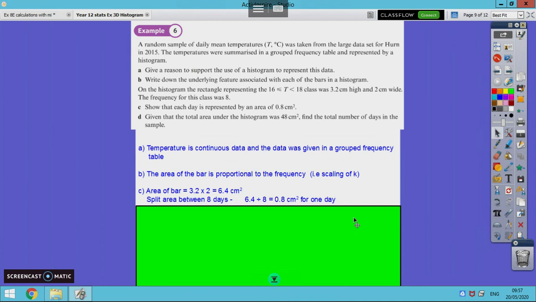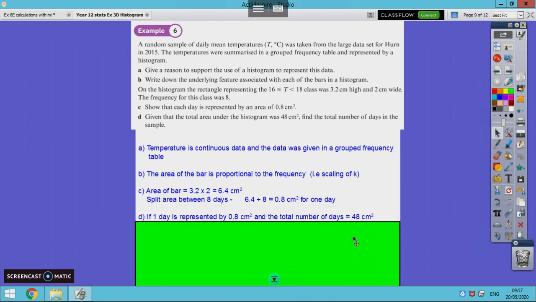Part D, given that the total area under the histogram was 48 centimetres squared, find the total number of days in the sample. Okay, so if one day is represented by 0.8 centimetres squared and the total number of days is represented by 48 centimetres squared, we need to find how many 0.8s fit into 48. So we divide them and we get 60 days in total. So there are 60 days used in that sample.